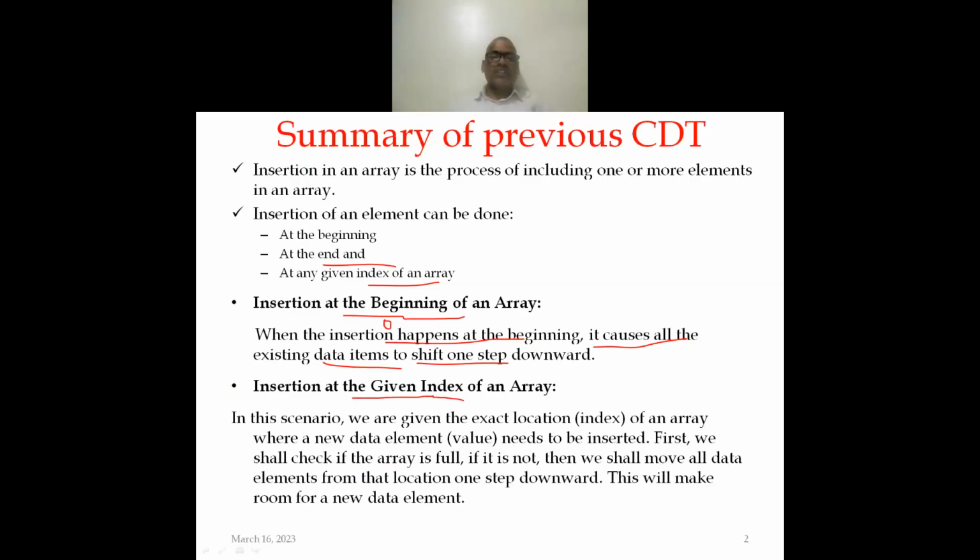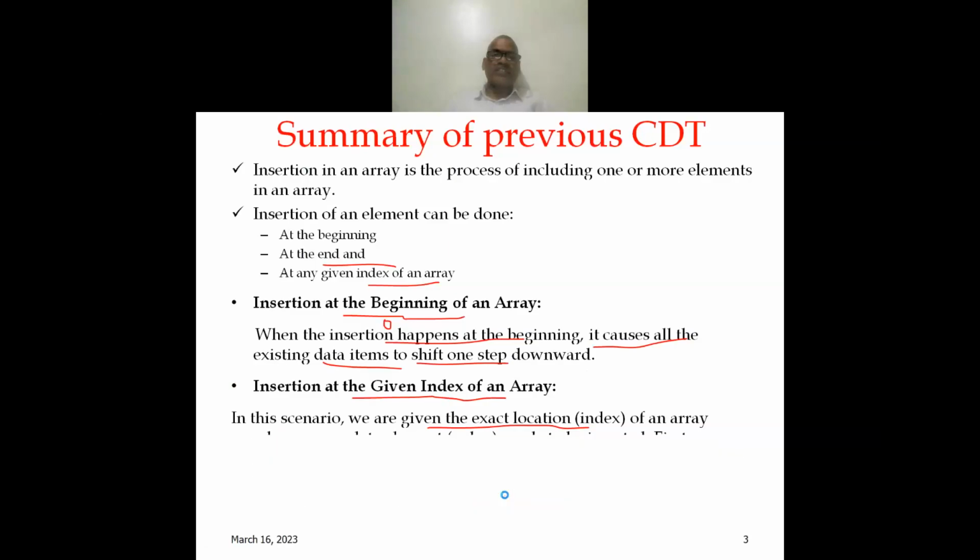Insertion at a given index position means we have to identify the exact location where we want to insert a new element, and that location has to be vacated, made free, in such a way that all the elements from that location are moved forward one step in the array. So this also involves the movement of the array elements that we have seen with the coding example.